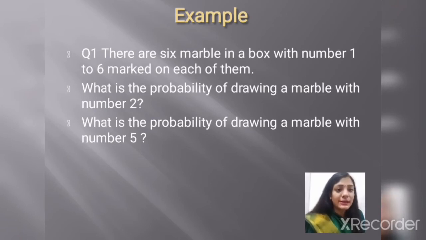So let's take an example. There are 6 marbles in the box marked 1 to 6. So there are 6 balls. One is marked with 1, another with 2, another with 3, another with 4, another with 5, another with 6. So what is the probability of drawing a marble with number 2? And what is the probability of drawing a marble with number 5?